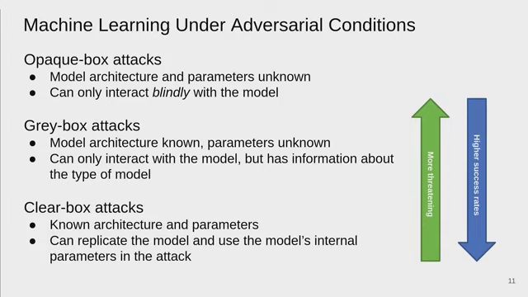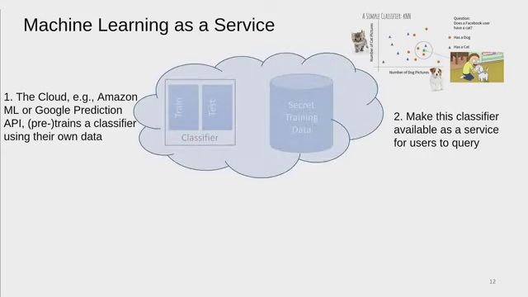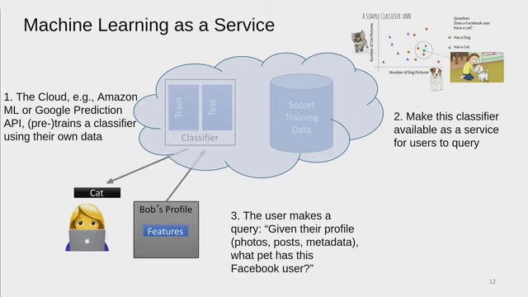Yes. Now, machine learning as a service, that's the example use case that we take for these model stealing attacks. Usually some entity, such as Amazon ML or Google Prediction API, pre-trained some form of classifier using all of the data that they have collected. So there's some secret training data, there's a classifier, a training set, a testing set, everything is conducted by the provider. The classifier is available as a service for users to query, and the goal would be to charge on a per query basis.